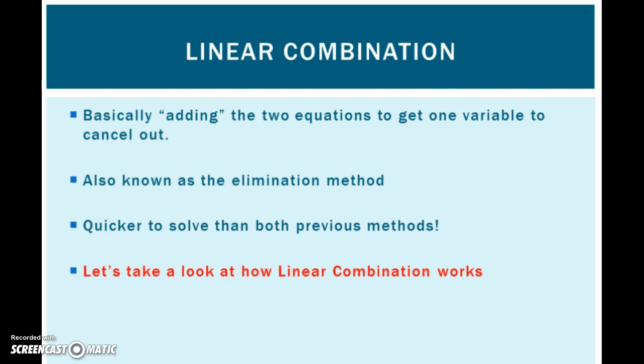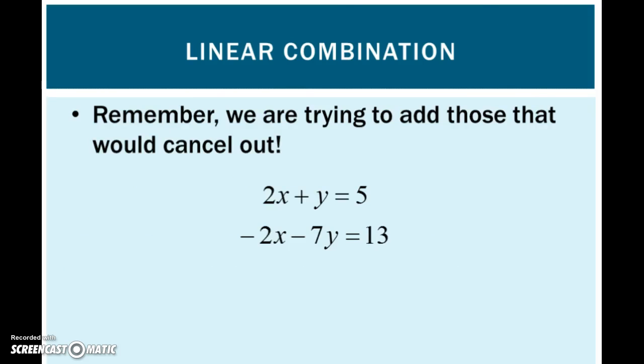The graphing method has its flaws: if you try to graph and it doesn't cross at exactly an intersecting point, it's hard to know what the real solution is. And the substitution method can be kind of tedious with replacing part of the equation in. So let's take a look at how linear combination works. We're looking at two equations and trying to find terms that are going to cancel out if we were to add.